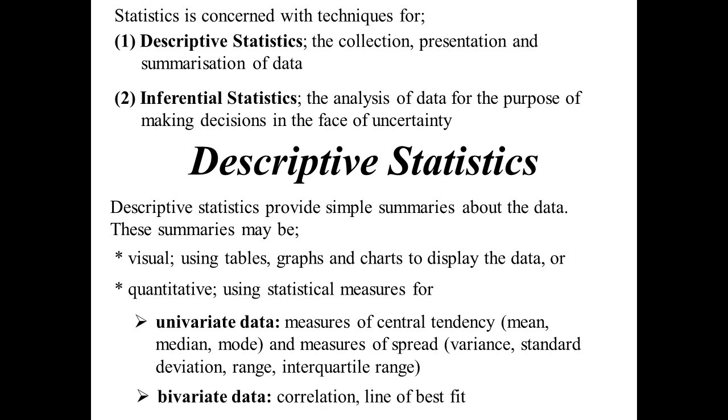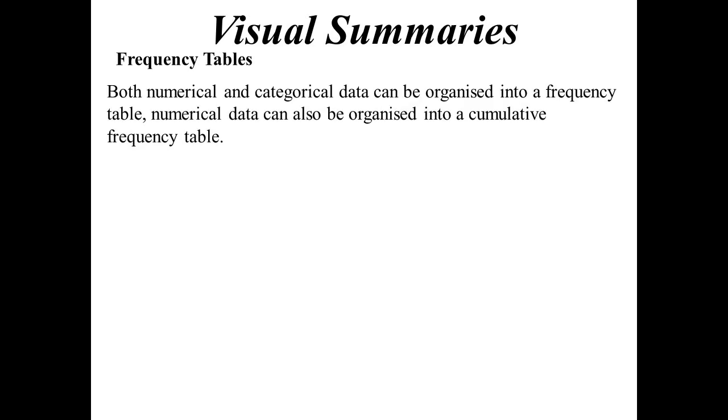In bivariate data, so that's where you're comparing one piece of data to another, then you have this thing called correlation, line of best fit. You've seen that a lot in science, I guess. So the visual summaries, frequency tables, probably the first type of visual summary of data that you saw. Now you can do frequency tables for both numerical and categorical data.